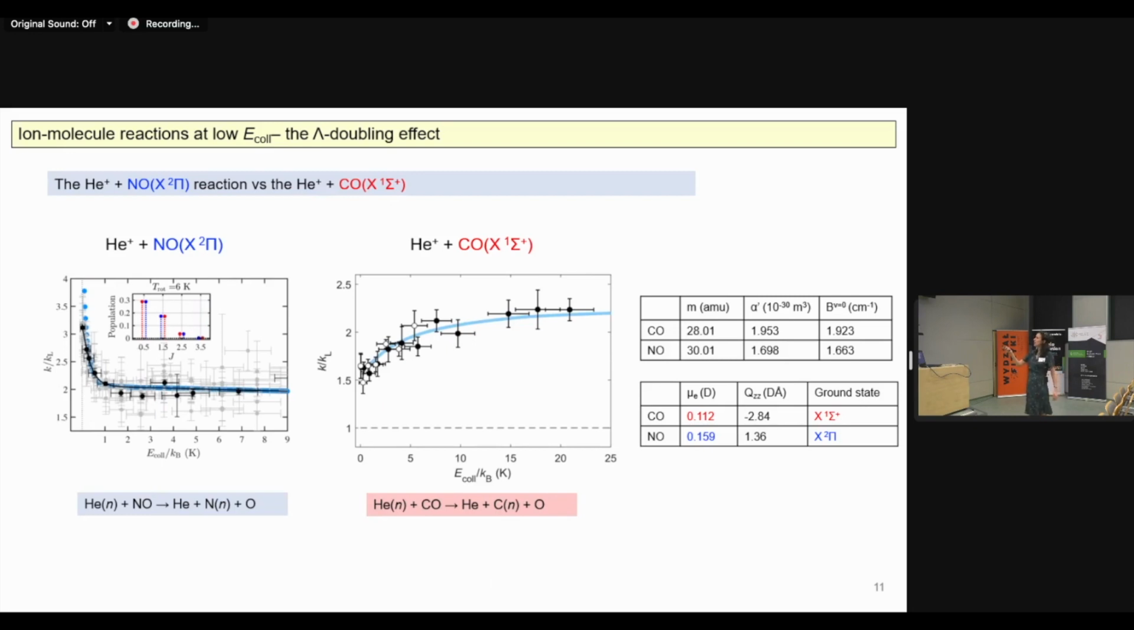So in helium plus CO, we see a decrease of the rate as you decrease the collision energy. And this effect is completely determined by the quadrupole moment. While in our case, the effect is the opposite, as I said, so we get an increase with decreasing collision energy. And this is dominated by the dipole moment.